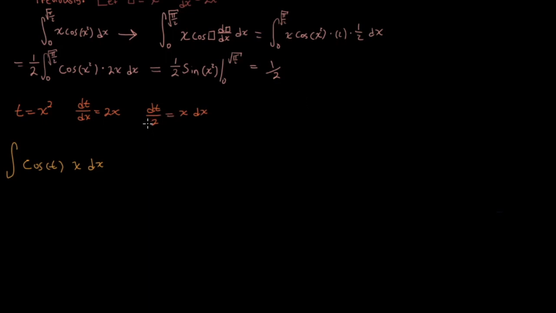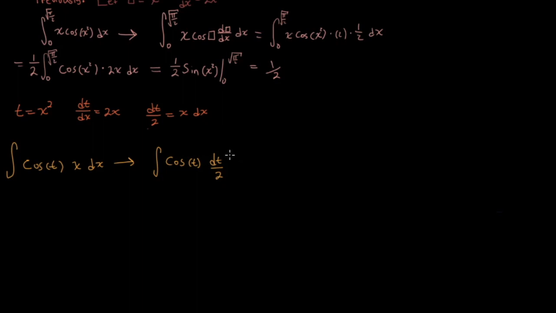So you see we have this here. What we did was we divided both sides by 2, and that brought the 2 down here. And we multiply both sides by dx, and that brings the dx up here. So now we have x dx. We can substitute this dt divided by 2 for the x dx here. So that's what we're going to do. So we'll bring this over. So we have cos t times dt over 2. So that's the next step.